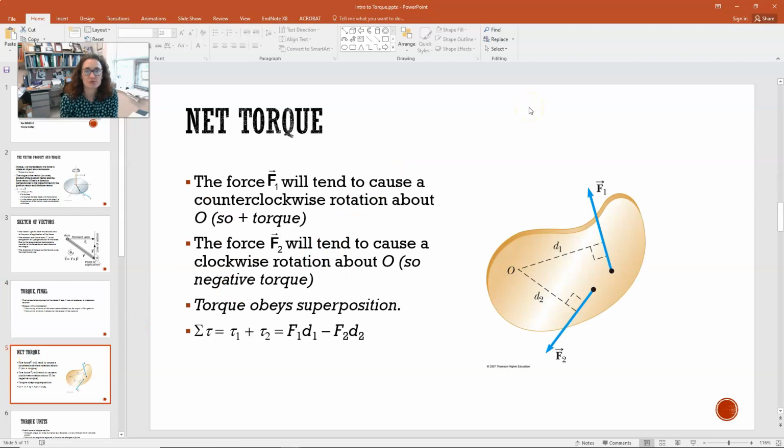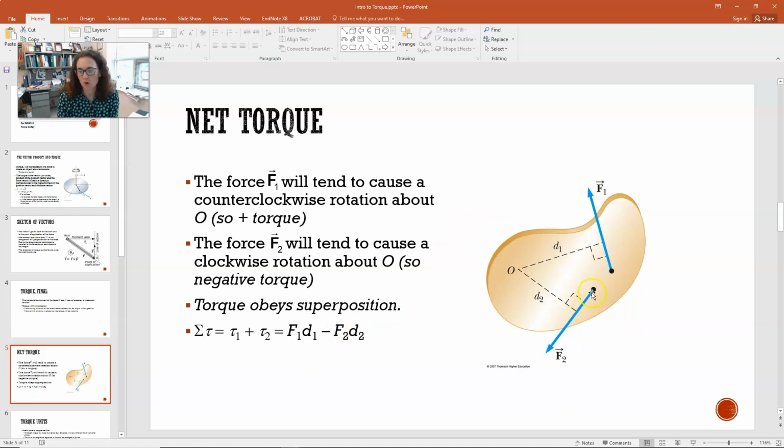Now, torque obeys superposition, and that means that if you have a number of forces that have a tendency to exert a torque on an object, then to find the net or total torque, you just sum those up. So, for example, here we have two forces on the object, F1 and F2, indicated by the blue arrows. And this object is fixed, or is rotating about this point O here, okay? And so you're going to have one that will give you a counterclockwise torque, and that's from force 1. So that would be plus F1 D1, where D1 is the moment arm or lever arm.